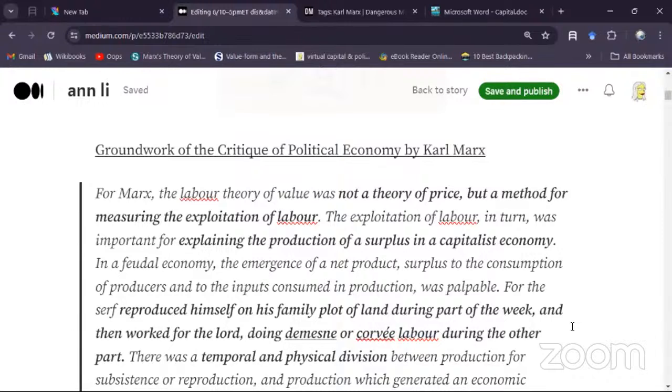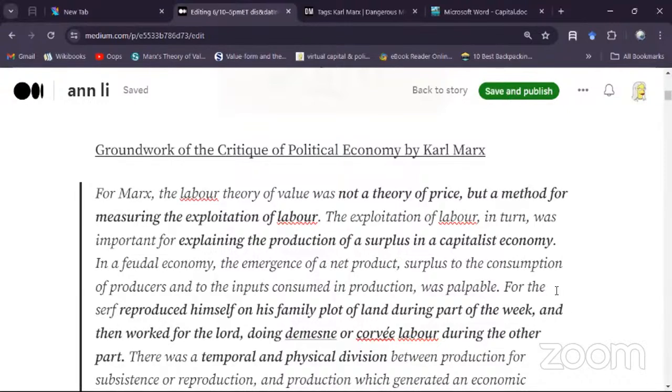In other words, you got a sense that there are benefits or surpluses being produced. For the serf reproduced himself on his family plot of land during part of the week and then worked for the Lord doing the immense or corvée labor during the other part. These are required, unpaid obligations that are the terms of tenancy. You could do stuff on your own piece of land, but then you always had this obligation, and you could see that labor time could be involved in whatever day or half day that you were going to do on the Lord's time, so to speak.